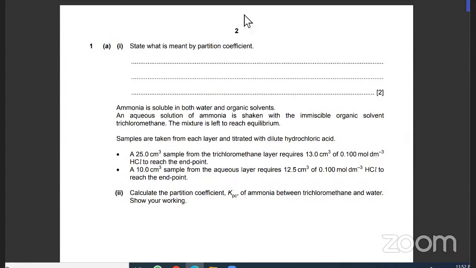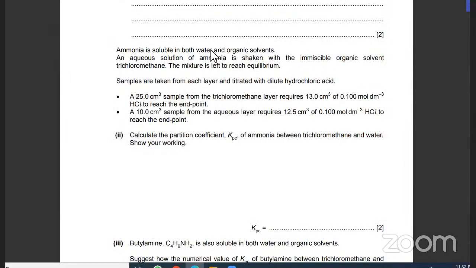State what is meant by the term partition coefficient. So the partition coefficient is the ratio of the solubility of a solute in two different immiscible liquids. Now the question is that ammonia is soluble in both water and organic solvents. An aqueous solution of ammonia is shaken with an immiscible organic solvent, trichloromethane. The mixture is left to reach equilibrium. So there are two solvents, water and an organic solvent, which they're calling trichloromethane.